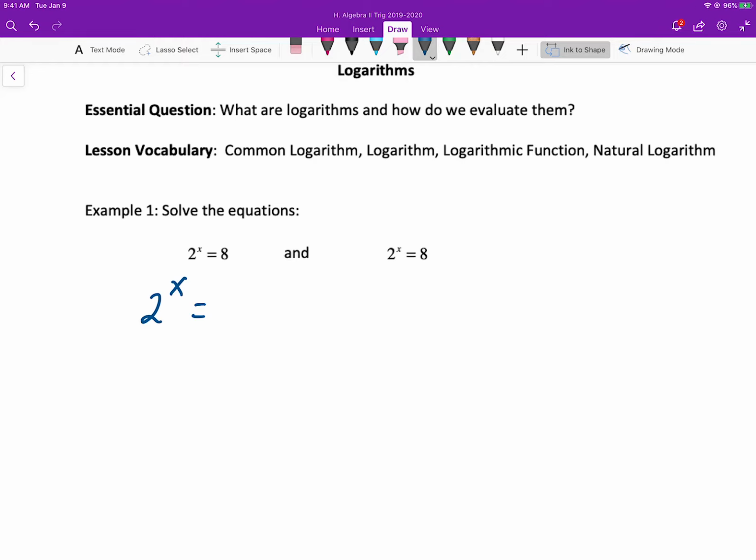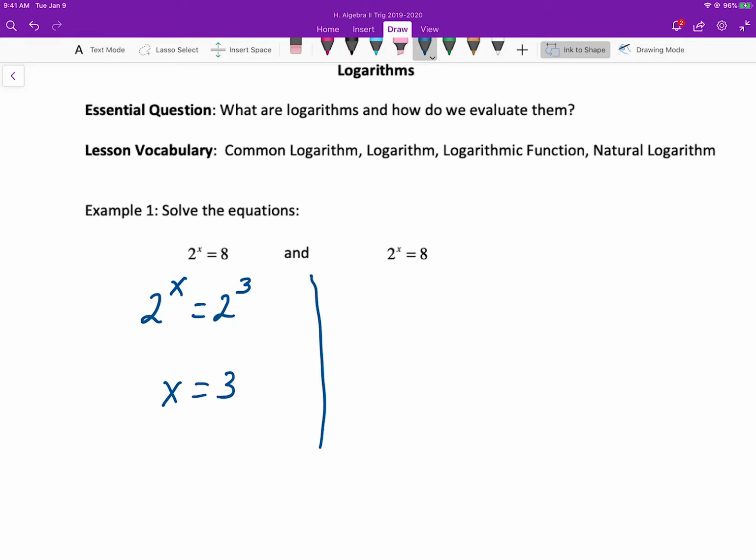So now I'm thinking 2 to the third power is also equivalent to 8. And now when the bases are the same, I can set my exponents equal to each other. We did that earlier in the chapter. And now I know x equals 3. So that's one way we can solve this.